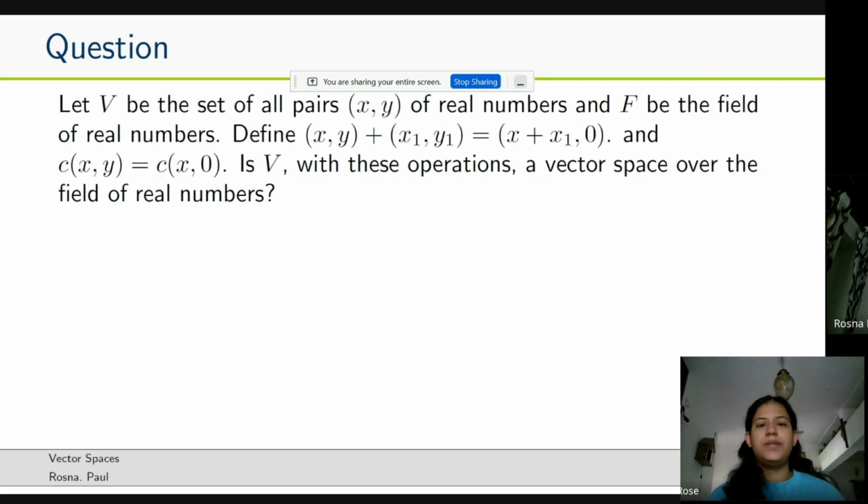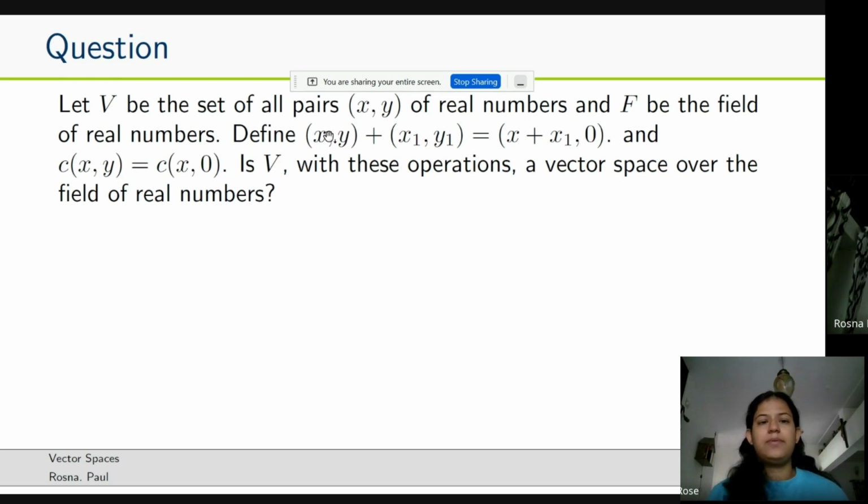And so this gives you a small question. If you understand so far what I'm talking about, you might be able to answer it. The question is: let V be the set of all pairs of real numbers and F be the field of real numbers. So it's nothing but R2. And we define a special addition over R2.